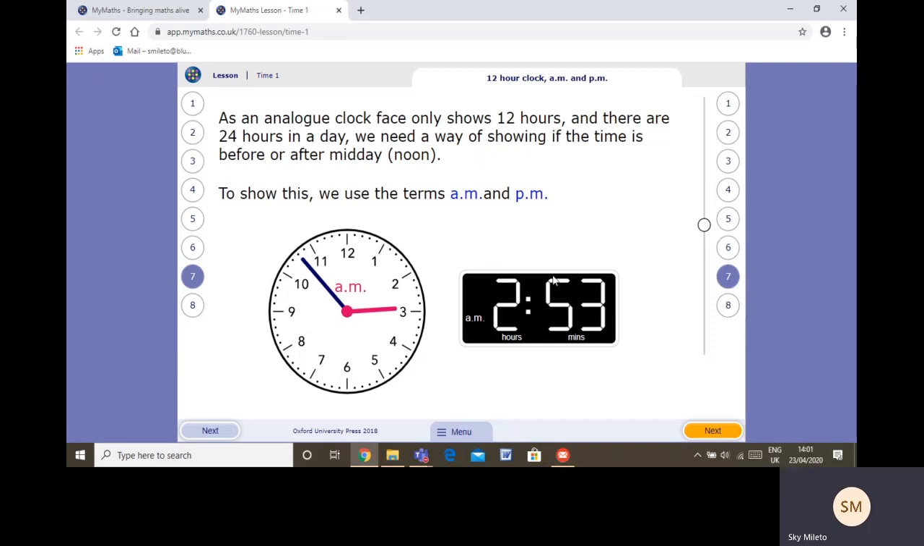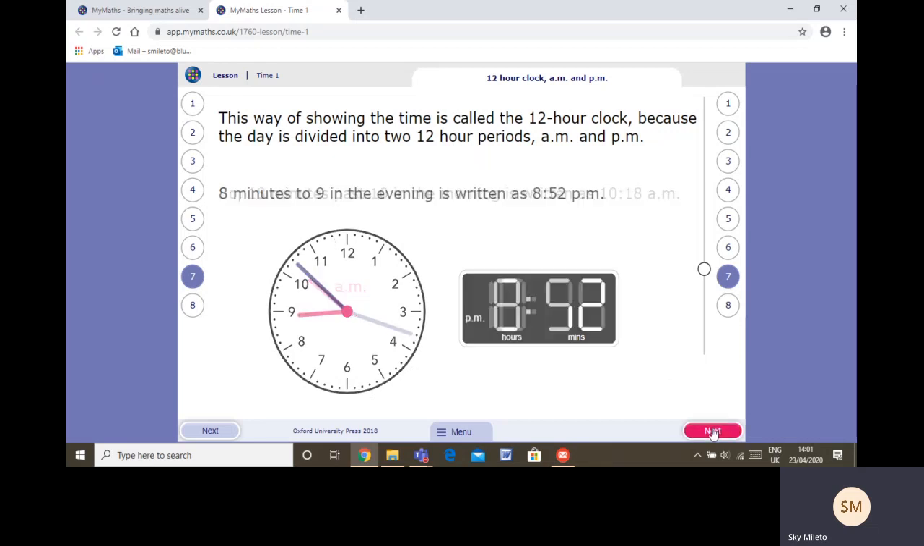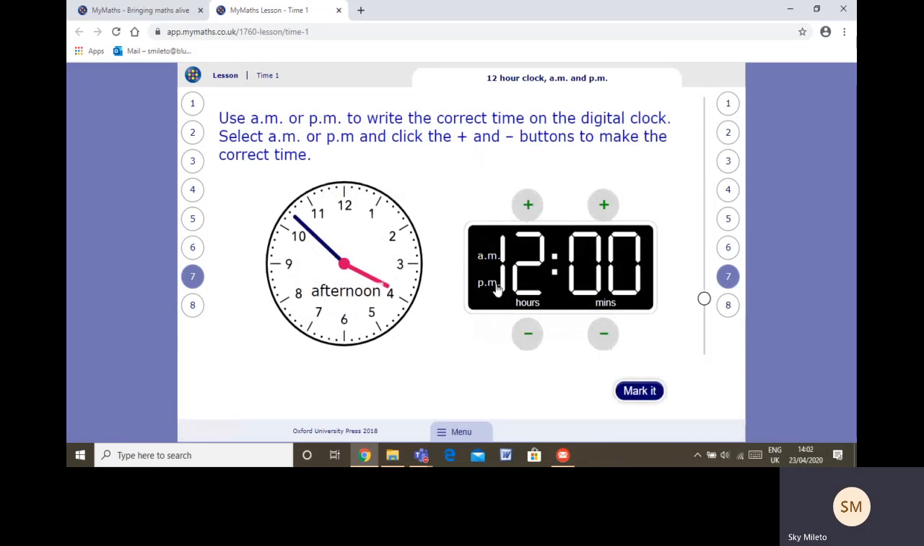You can see here it's 2:53 in the morning, which is actually in the middle of the night. You should be fast asleep then. So here you can see that it's 18 minutes past, so it would be 8:18. Okay, so you can see that there's the AMs and PMs here.